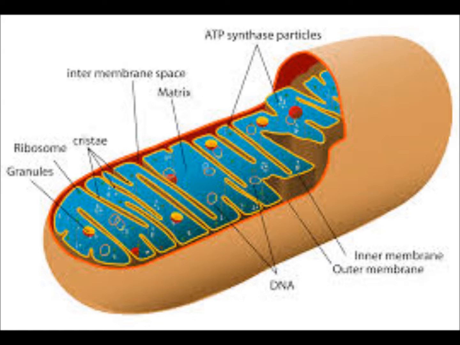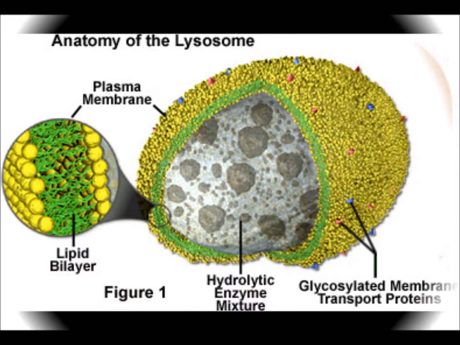The mitochondria is often called the powerhouse of the cell. It is a part of tissue cells that consist of outer and inner membranes. The mitochondria is the main energy source of the cell.